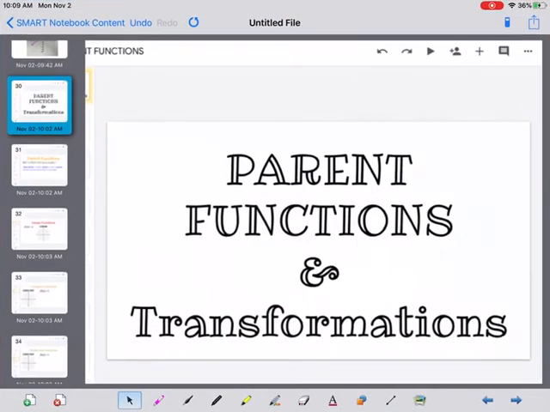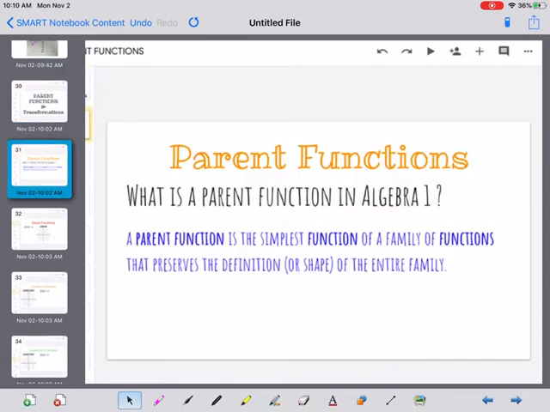Called parent functions and transformations. And we're going to be working with graphs, okay? So what exactly is a parent function? A parent function is a function in the simplest form of a family of functions that preserves the definition or shape of the entire family. So a parent function is how your graph starts out.